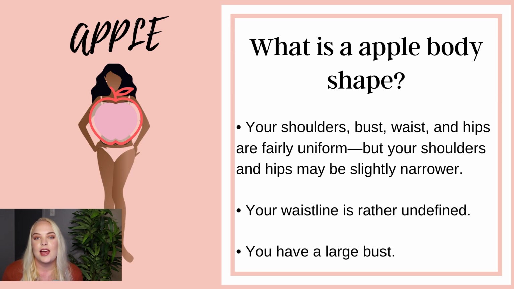Now the apple body shape, you generally have shoulders, your bust, your waist, and your hips are generally uniform. So they're more or less in the same line. But what makes it an apple shape rather than a rectangular shape is that your shoulders and your waist are smaller compared to your bust and your waistline. For this body shape, your waist is generally a little bit more undefined than what you would get with an hourglass or the pear shape. So you carry most of your weight in your waistline area.